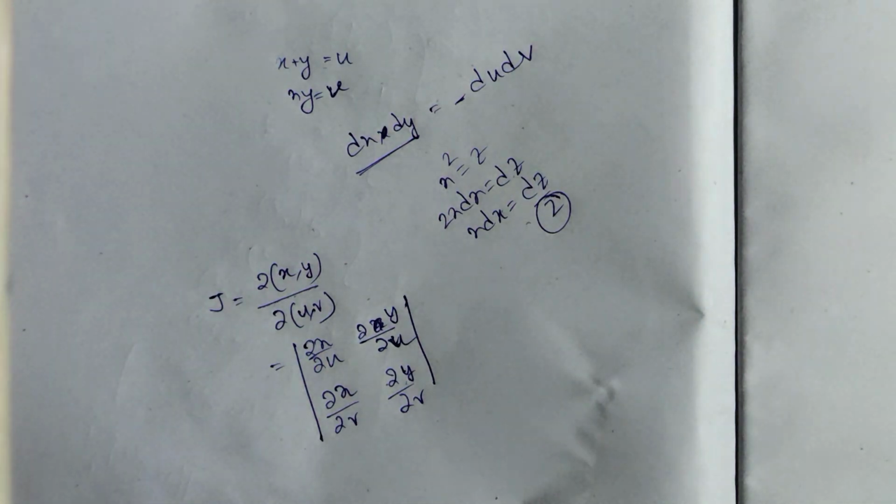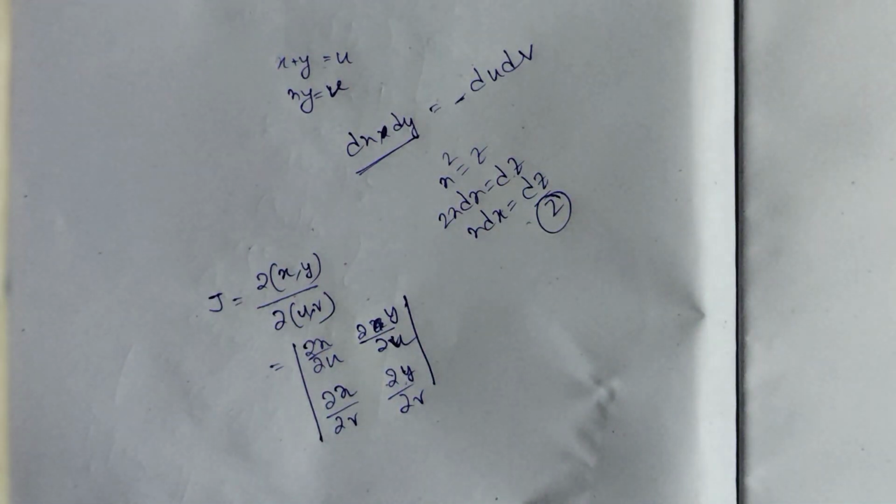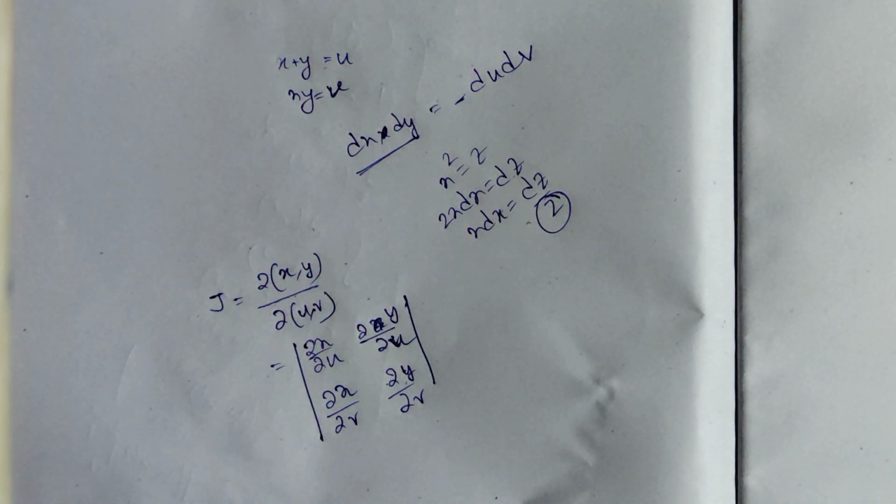So basically, in this video, we will try to cover the Jacobian. First of all, the question is, what is Jacobian and why do we need to use it? Jacobian is nothing but a determinant which we have to solve while solving a double integral.